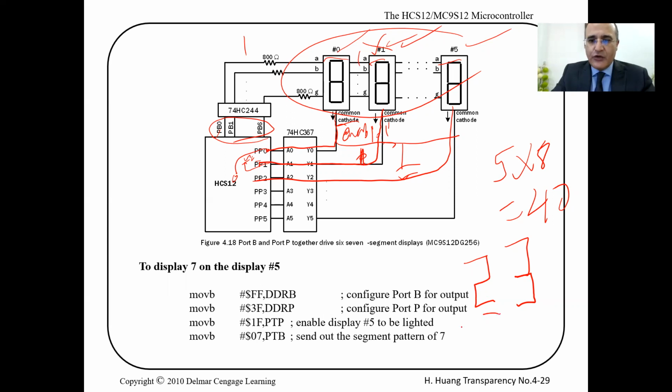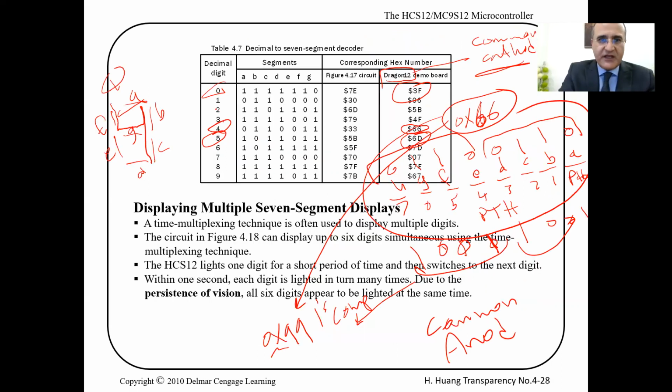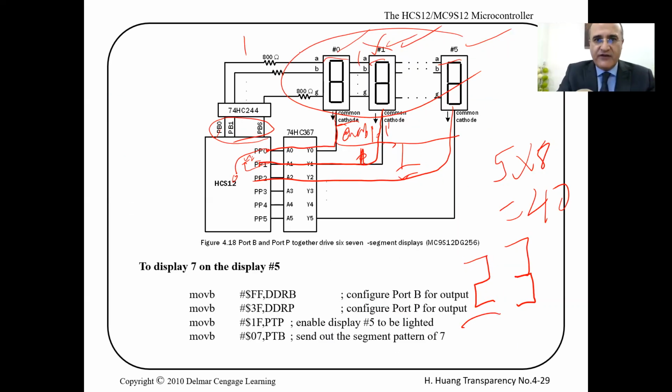So if I write the code of 2, which is in this case 5B, right? If I write 5B on this port, what should happen if these 2 pins are connected to ground and this is a common cathode? If I write a 2, you'll see 22. But if I enable this and disable this and write a 2, you'll see a 2 here.